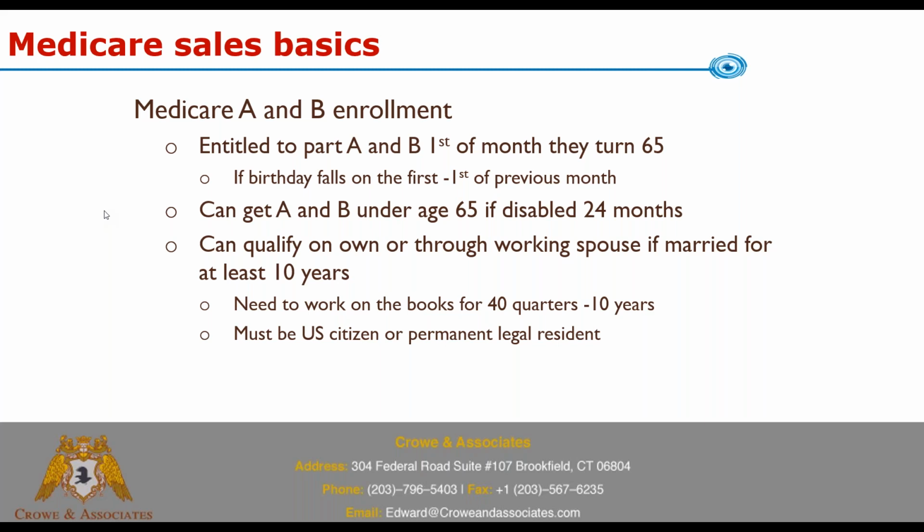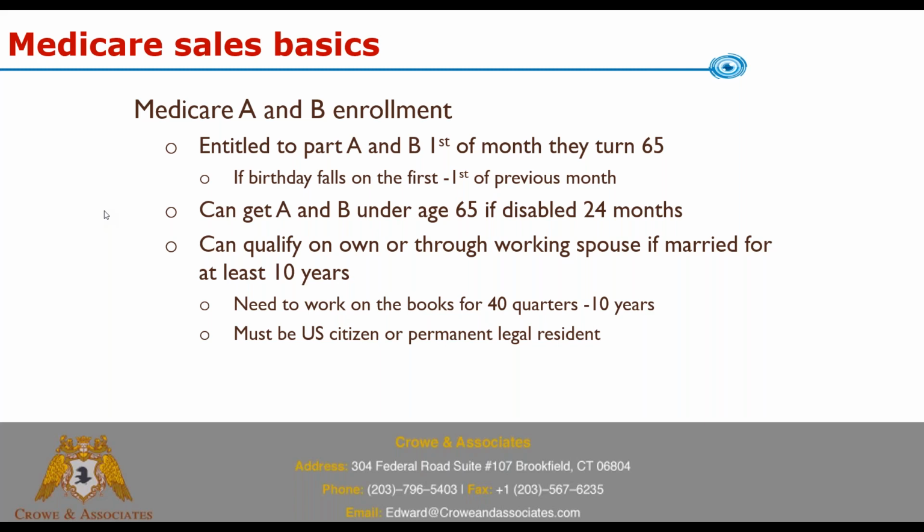And when you get that situation, that person certainly is eligible for an Advantage plan, for example, even if they're just, say, 40 years old. Eligible for A and B, they get auto-enrolled in A and B due to disability. You can put them in an Advantage plan. Supplements are a little more tricky.